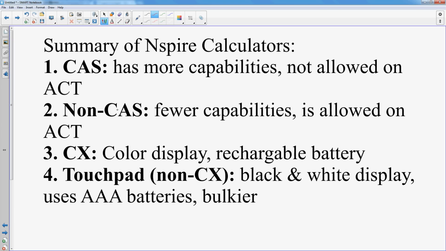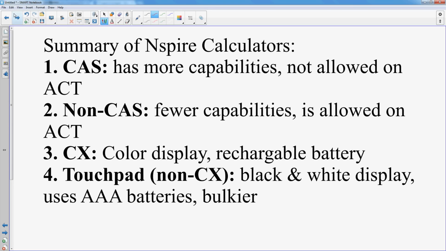So you have the CAS and the non-CAS, and then you have the CX, which has the color display and the rechargeable battery, versus the Touchpad, or the non-CX, which is a black and white display, and it uses AAA batteries, and it's a little bit bulkier. The rechargeable battery almost seems like a negative, but the rechargeable battery lasts a long time. It's a pretty stout rechargeable battery. And so those are your options for the Nspire calculators.